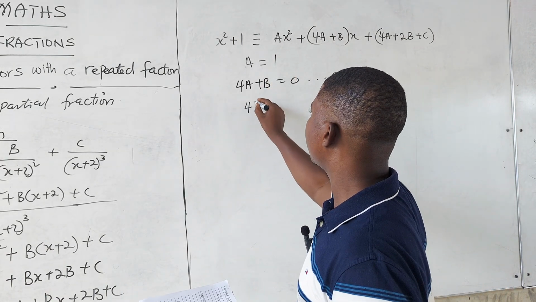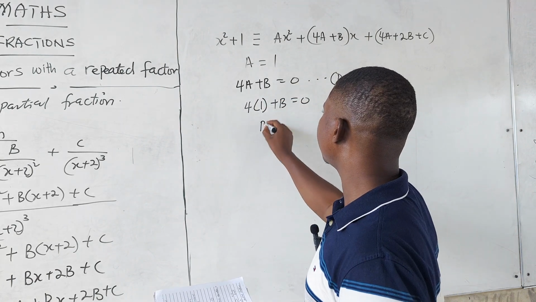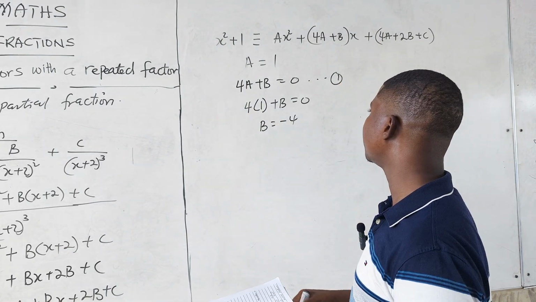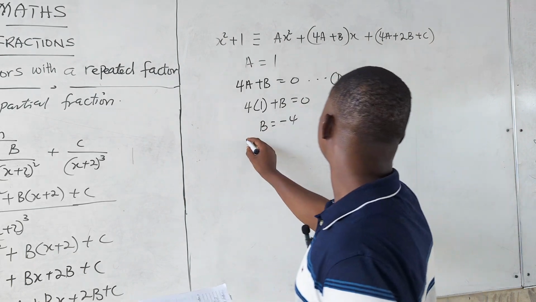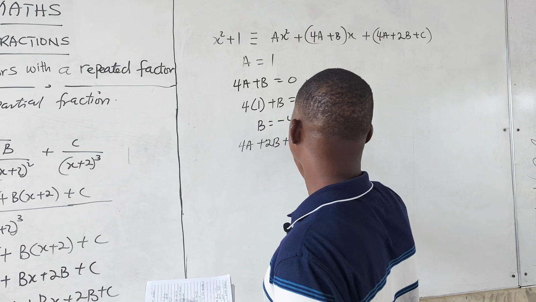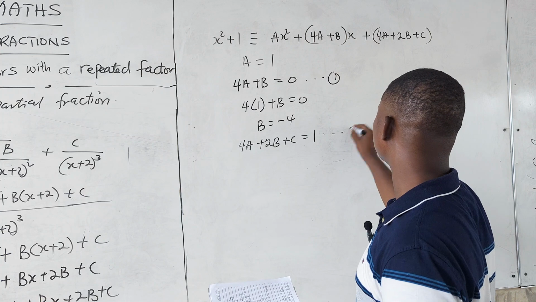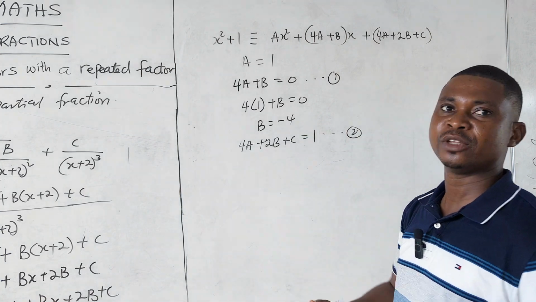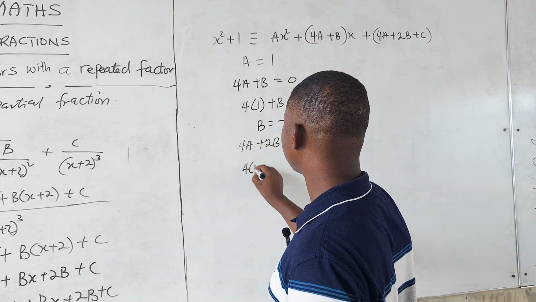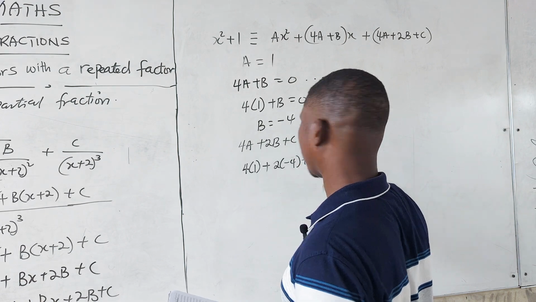So we have 4 into bracket 1 plus b is equal to 0. So b will give us negative 4. Now it's left with the second equation, that's 4a plus 2b plus c is equal to, because those without x, is equal to 1, and that's our equation 2. We already have our a and we have our b to be negative 4, so we can substitute it into this. So we have 4 times 1 plus 2 times negative 4 plus c is equal to 1.